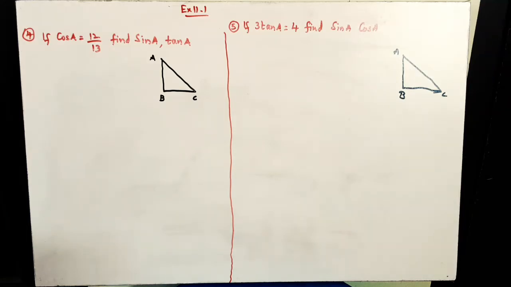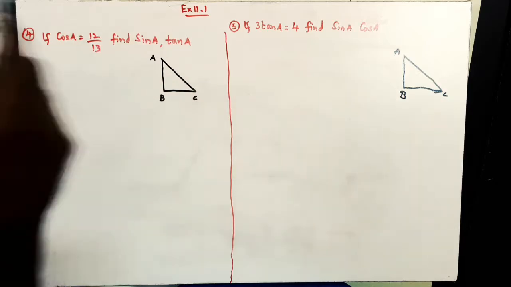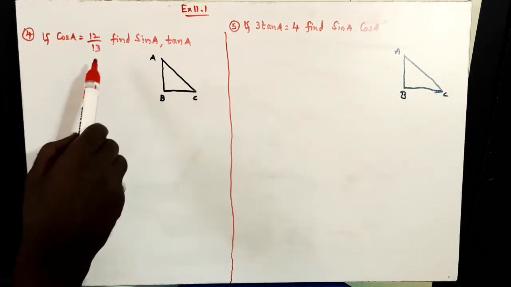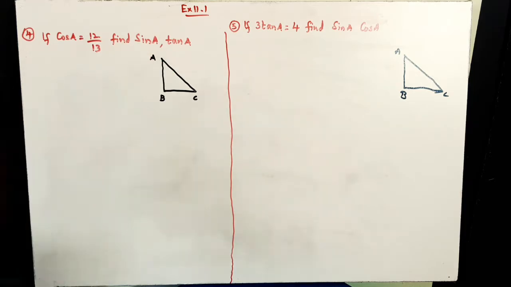Okay, now let us see exercise 11.1, remaining problems, the fourth. In previous videos we have seen the first to third problems. Now in this video we are going to solve the 4th problem and 5th problem. If cos A is equal to 12 by 13, find sin A and tan A.